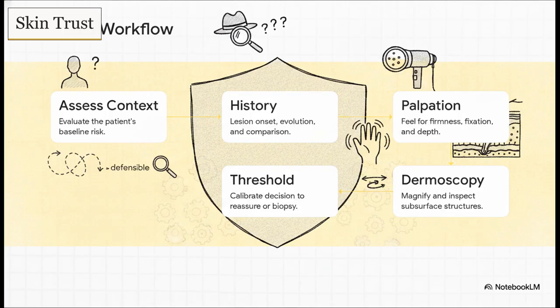A truly defensible diagnostic pathway is intentionally redundant. First, you assess the patient's risk context. Then, you get the history of the lesion and compare it to their background skin.